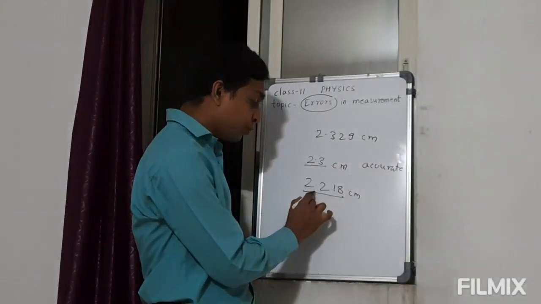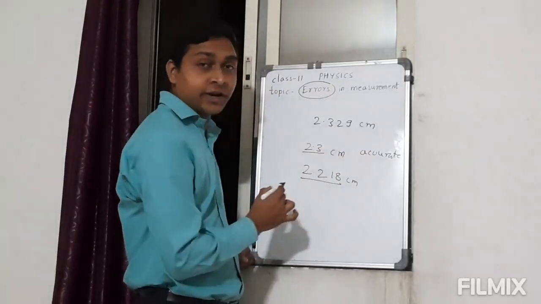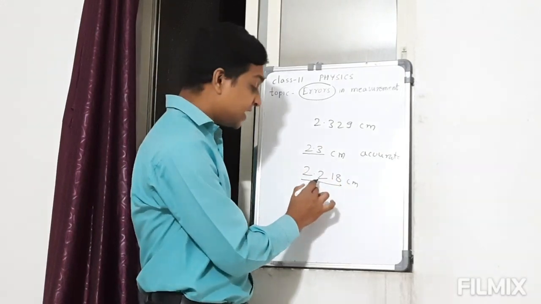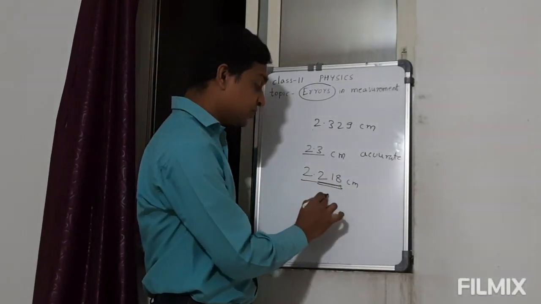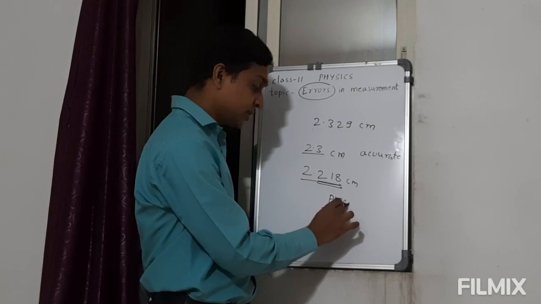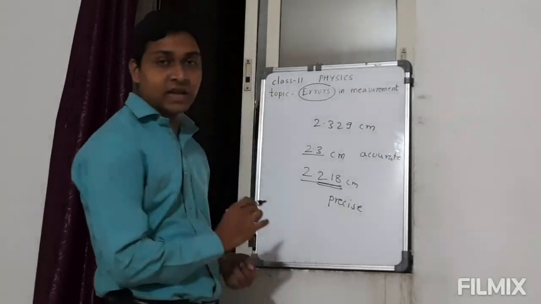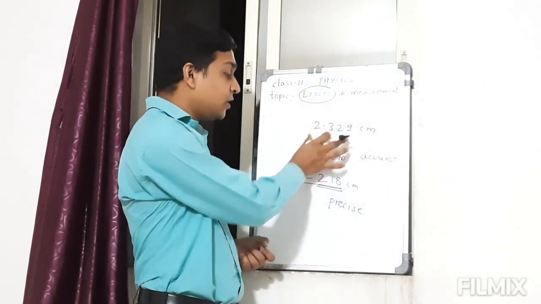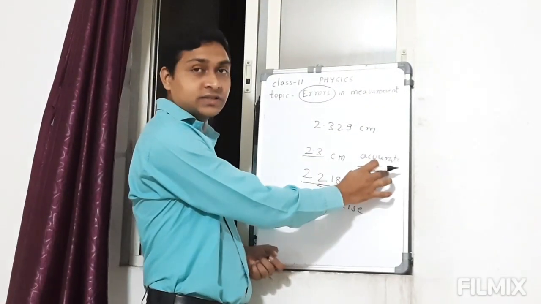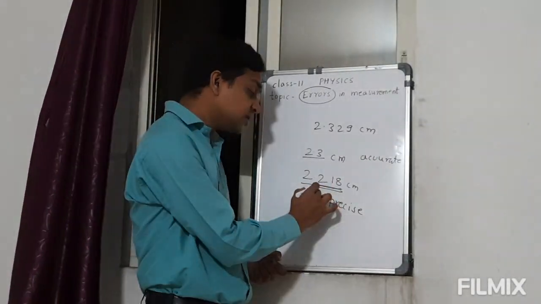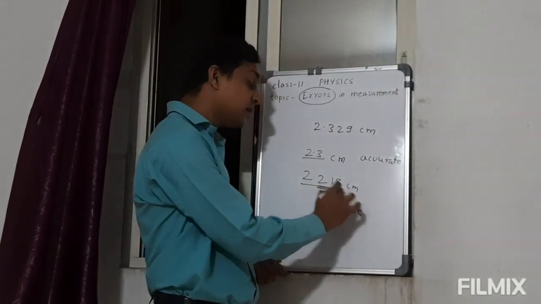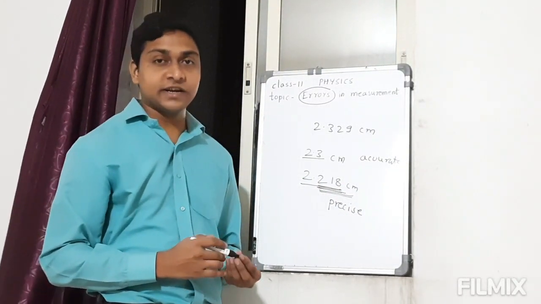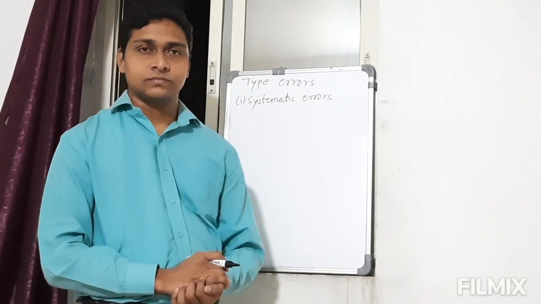And 2.218 is far from 2.329, so it is not accurate, but it has more digits. So that's why this is more precise. This is the difference between precision and accuracy. Accuracy is the closeness of the measured value to the true value. And precision means how many more places it gives after the decimal point.